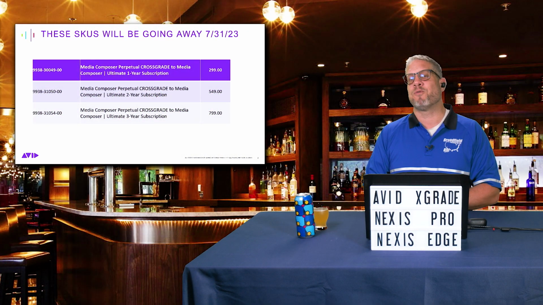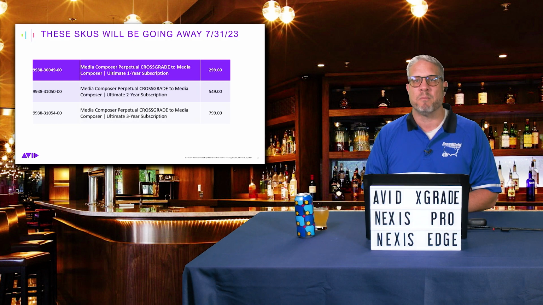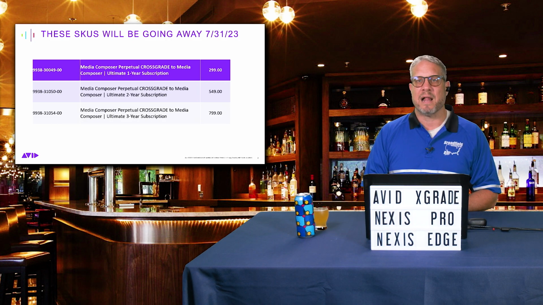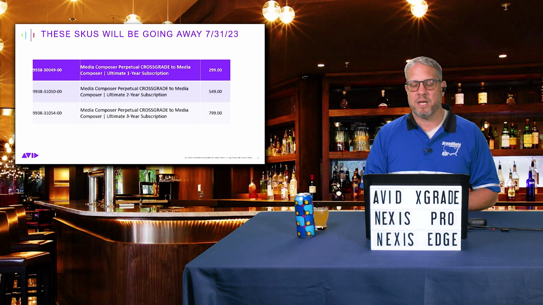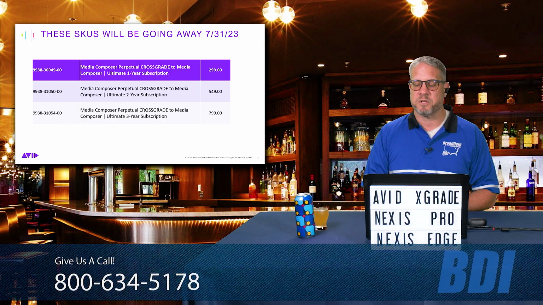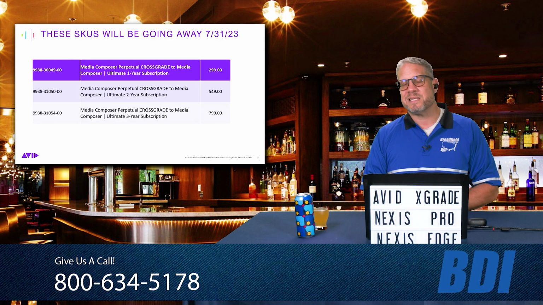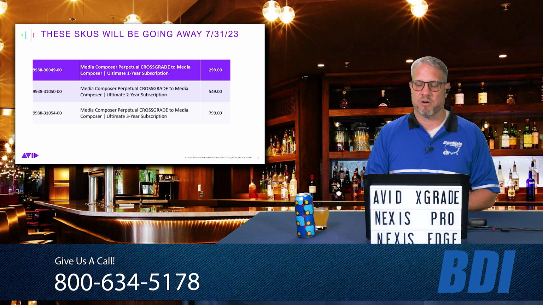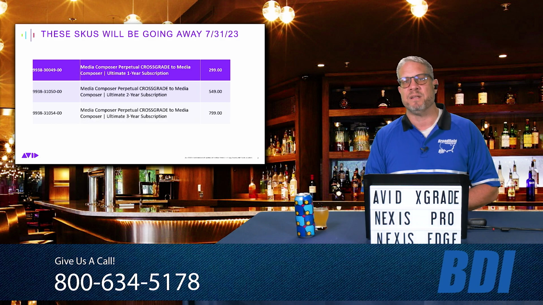A renewal for a license, and we'll compare this pricing in a moment, is going to be over $500. They can cross-grade to a Media Composer Ultimate 1-year subscription for just $299. Save even more by going with a 2-year cross-grade for $549. Or your best value is to go to the 3-year cross-grade plan for $799.